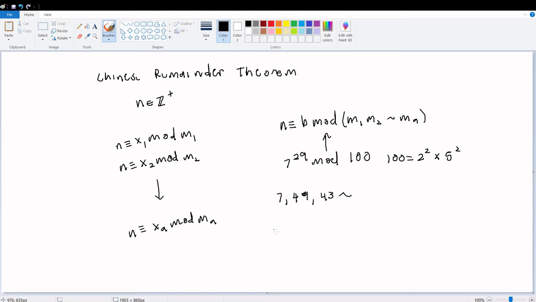So we can write 7 to the 29 mod 4 and 7 to the 29 mod 25. And look, these are basically the statements that we have over here. We have a system of congruences, and we can much more easily solve these than straight up mod 100. Then we can combine those into mod 4 times 25, or again mod 100, to get our unique solution. So yeah, that's about it. Let's move on to the next theorem.